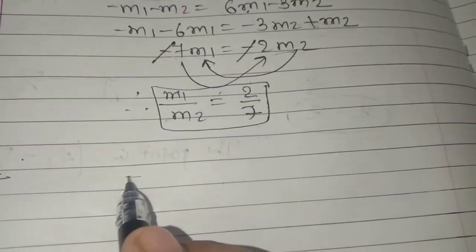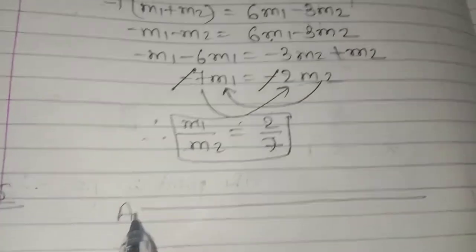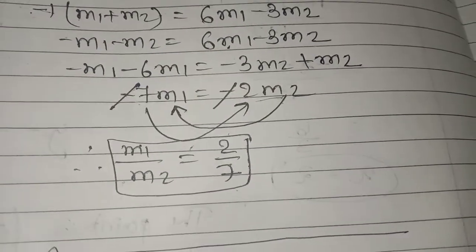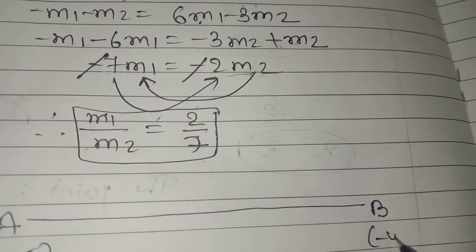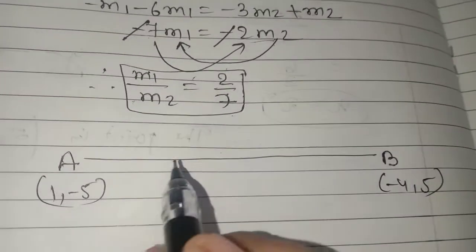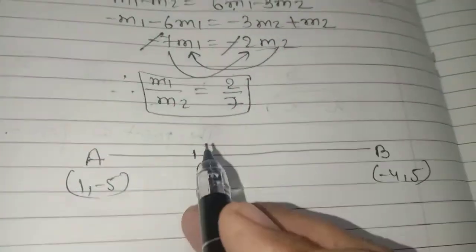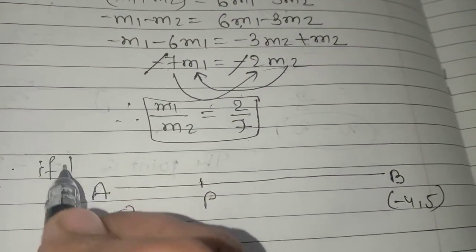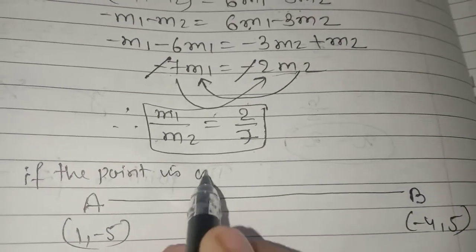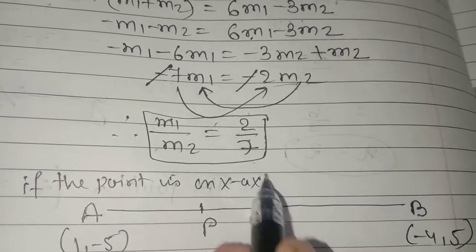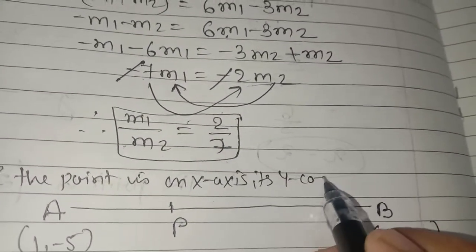Dear students, always keep drawing the diagram. It will make a very clear concept. A is given as 1, minus 5 and B is given as minus 4, 5. Now it is divided by the x-axis. So as we know that if the point is on x-axis, its y coordinate will become 0.